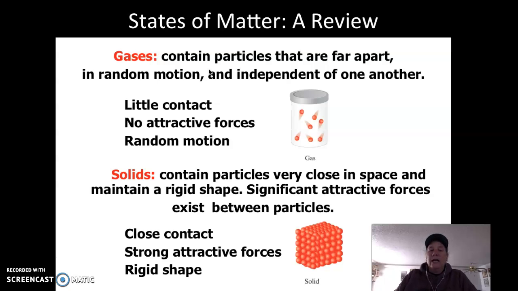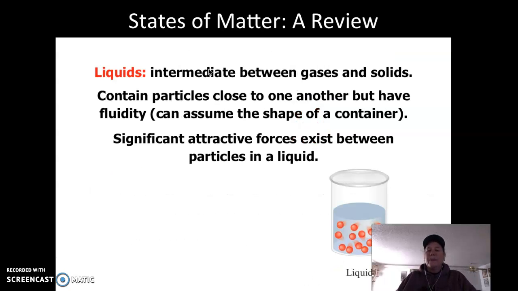Okay, so in a solid, you have very close contact, but in a liquid, they're not that much farther apart than a solid, a little bit. So it's in between the gases and the solids. The particles are still pretty close, but they're fluid because they can slide across each other. That can't happen in a solid.